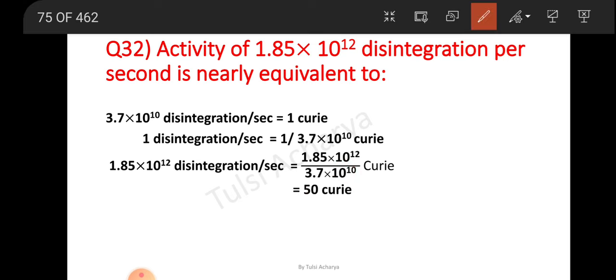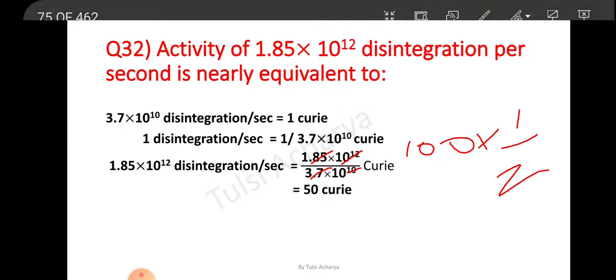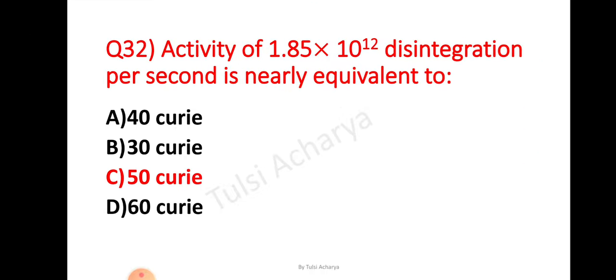Now let us use the unitary method to solve this question. We know that 3.7 into 10 to the power 10 disintegration per second is equal to 1 Curie. So 1 disintegration per second will be 1 divided by this quantity, and 1.85 into 10 to the power 12 disintegration per second is equal to 1.85 into 10 to the power 12 divided by this. By solving this, we get 100 times 1 by 2, which is 50 Curie, that is option choice C.